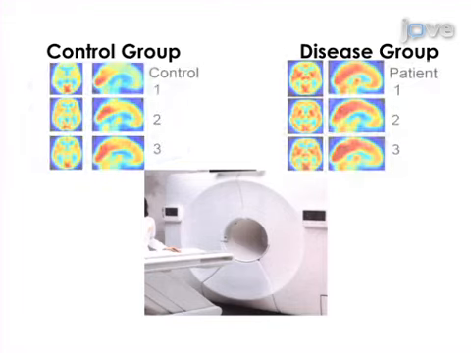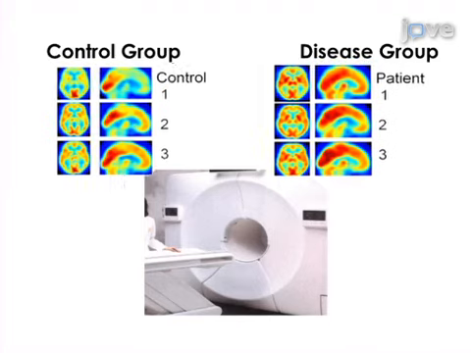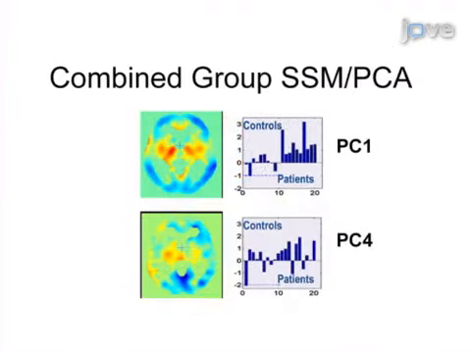The second step is to spatially normalize the images to a common stereotaxic template. Next, a multivariate technique, the scaled subprofile model of principal component analysis, or SSM-PCA, is performed, and the output principal components, or PCs, and their corresponding subject scores are examined.